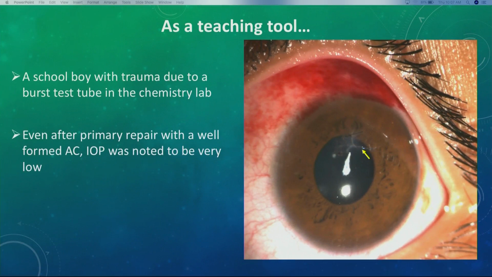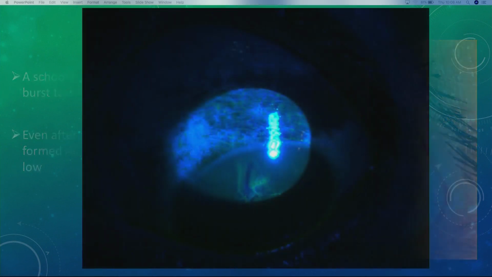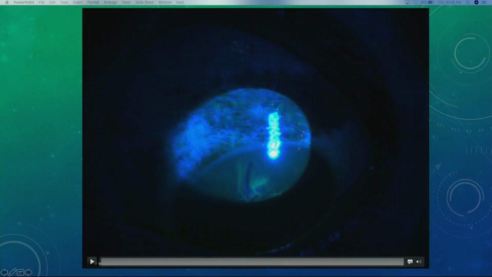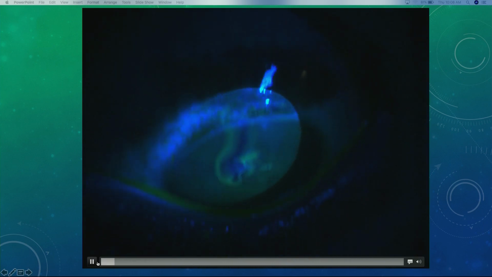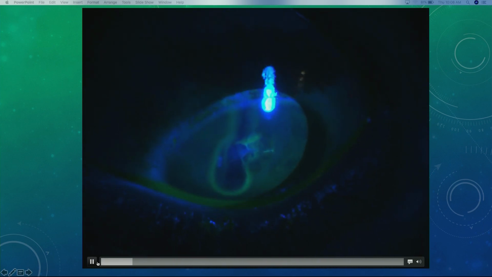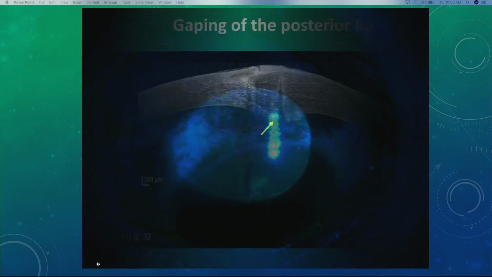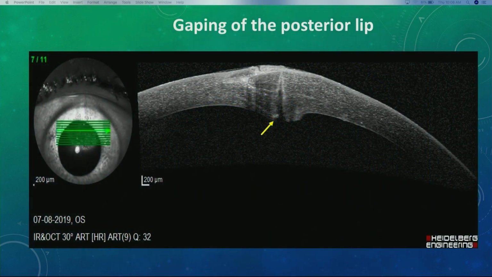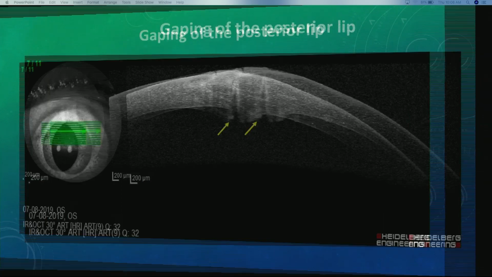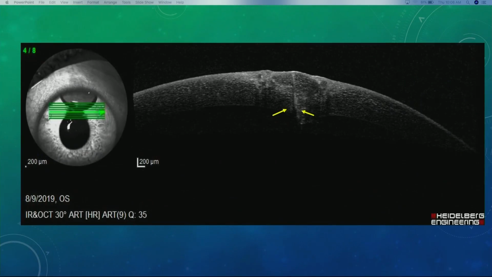And last but not the least, this is a case I really like. It's a useful teaching tool. This was a schoolboy who presented with a positive Seidel even after a primary repair and very low IOP, and we could see how the Seidel was really positive. If you go to the ASOCT, it shows you that the posterior lip is gaping. If some resident sees this, I think they're never likely to forget the importance of good corneal suturing. Once the corneal suturing was done, the Seidel became negative and the IOP recovered.